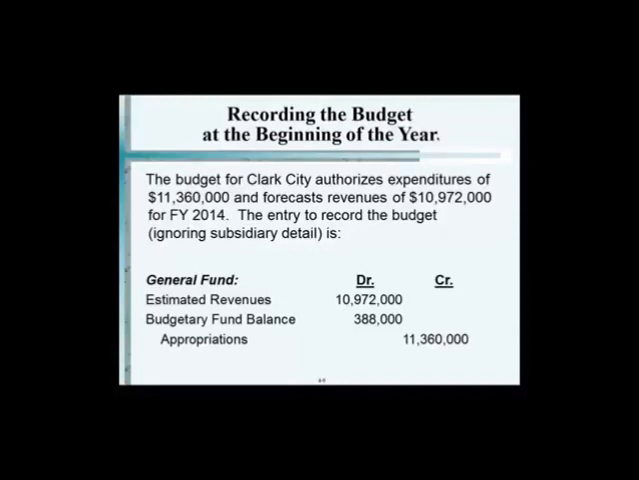The beauty of this journal entry is that at the end of the year, when you're ready to close the year, you reverse this entry, just like the encumbrance entry. So what would you do? You would debit appropriations, credit estimated revenues, and credit budgetary fund balance. You have to reverse it so you can close the budgetary accounts. All budgetary accounts have to be closed at the end of the year. You cannot leave them open. They have to be closed, except for encumbrances, which we'll talk about.